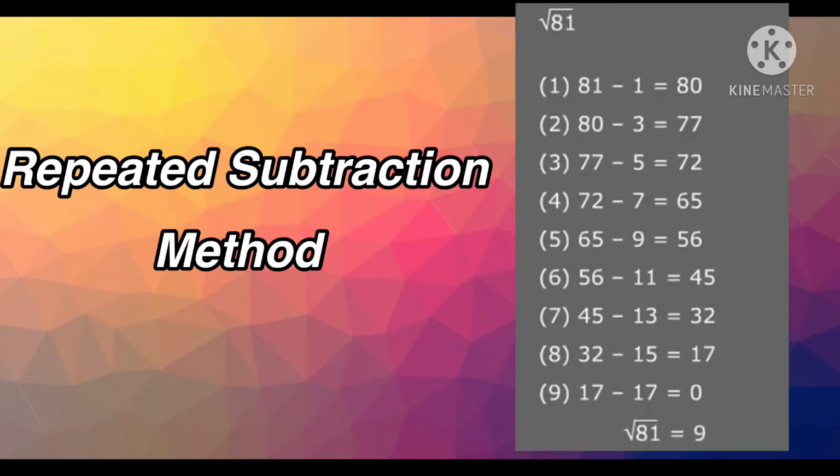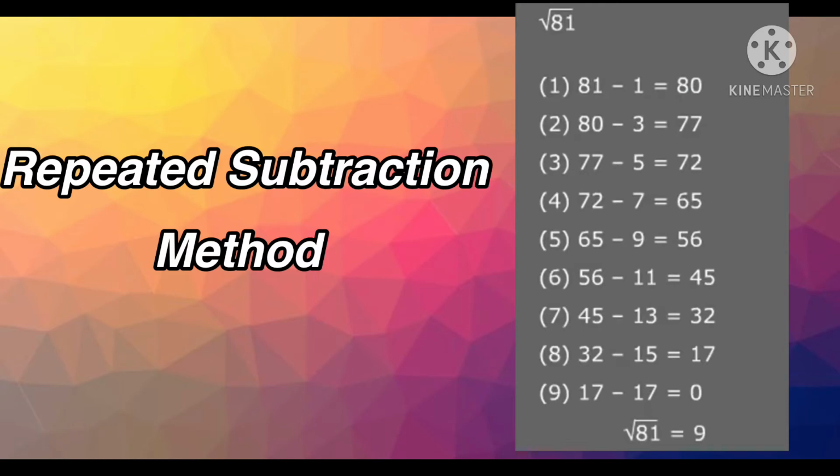In this method we subtract consecutive odd numbers from the given number till we get 0. Then count the number of steps, and that will be the square root. Like here, first 1 is subtracted from 81 and we get 80. Then subtract 3 from 80, we get 77. Subtract 5 from 77 to get 72.